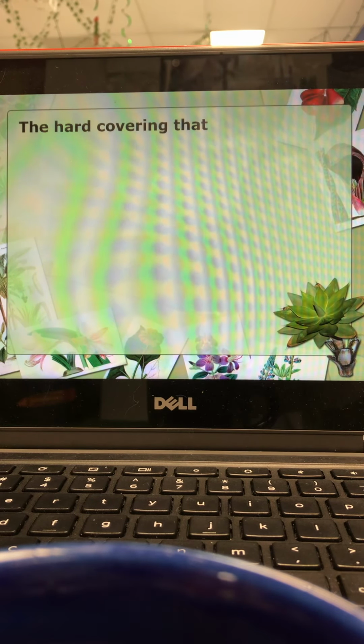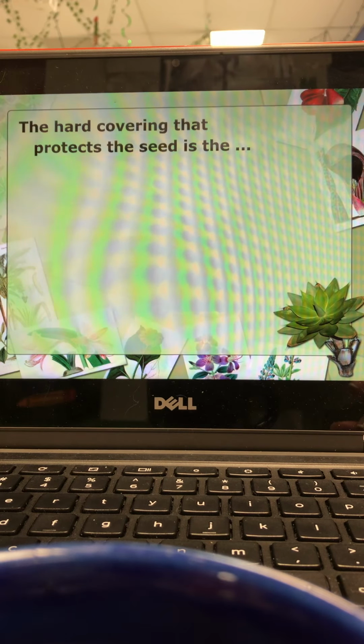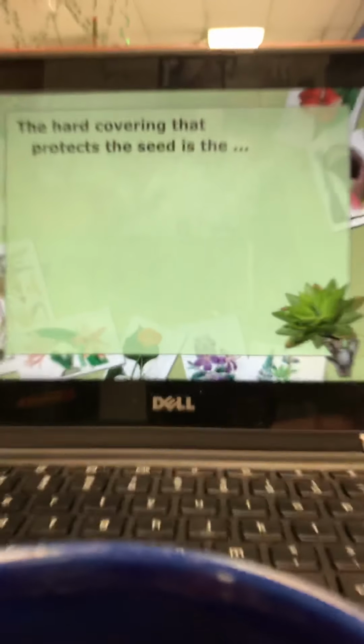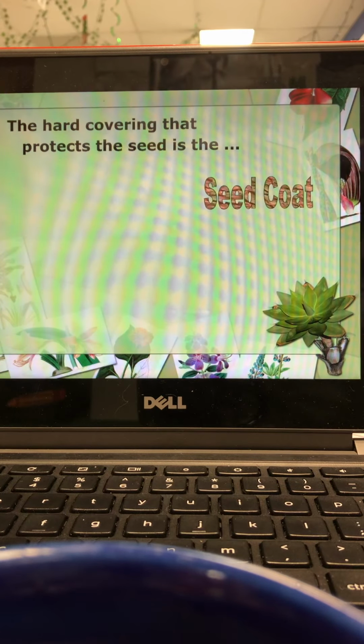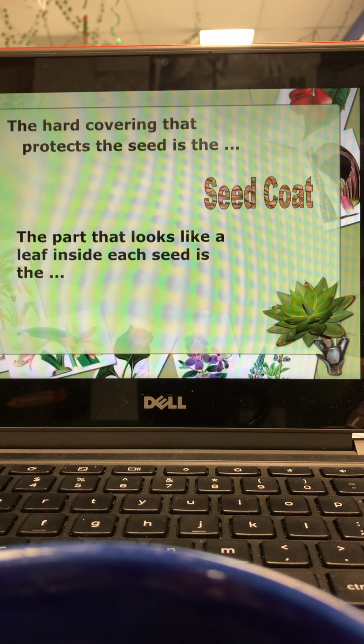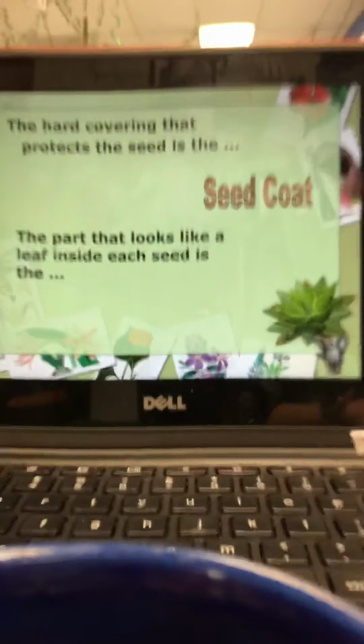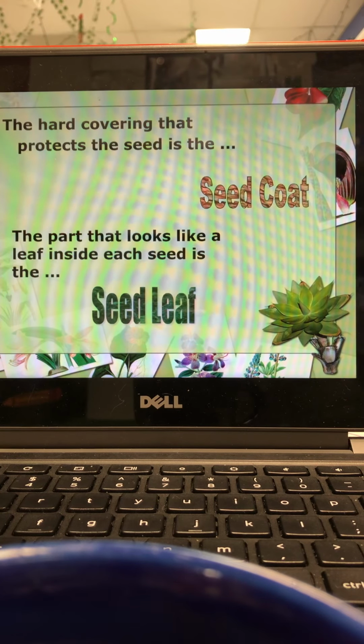From here, we know that the hard covering that protects the seed is the seed coat. So anything that protects you, a rain jacket protects you from rain, a winter jacket keeps you warm, protects you from the cold. The part that looks like the leaf inside each seed is, ladies and gentlemen, the seed leaf.